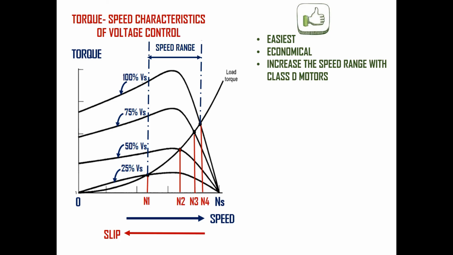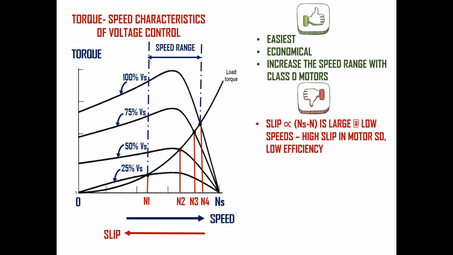Let's see the disadvantage of this method. As you can see, at low speed, the slip, proportional to ns minus n, is large. So there will be low efficiency in the motor. For example, consider the lowest speed n1 in the characteristics. The difference between the synchronous speed ns and n1 is large, and hence there will be high slip in the motor. So the efficiency will be low, especially when the motor is operating in the low speed regions.